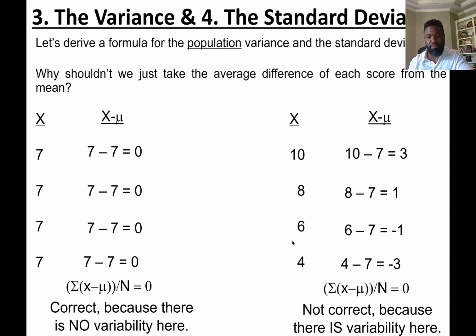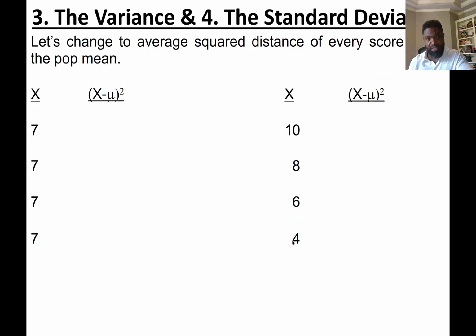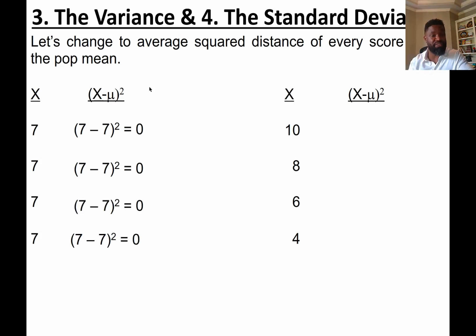It doesn't work statistically. What does work statistically, though? Well, one of the things we could do is square all of those differences, and see if that helps. So we could say each score minus the mean, squared. For the first thing, we can say 7 minus 7 squared is 0, 7 minus 7 squared is 0, and so forth and so on, all the way down to the bottom.